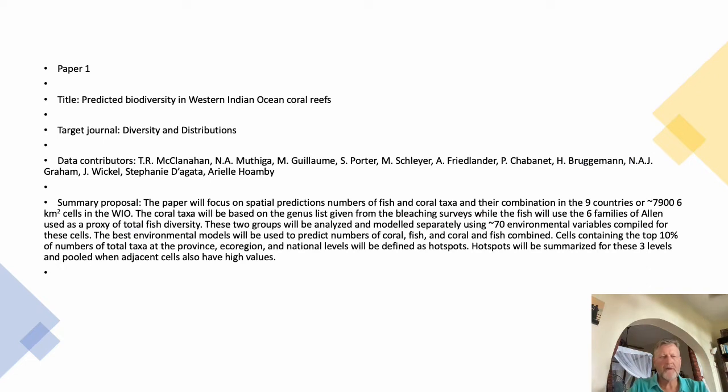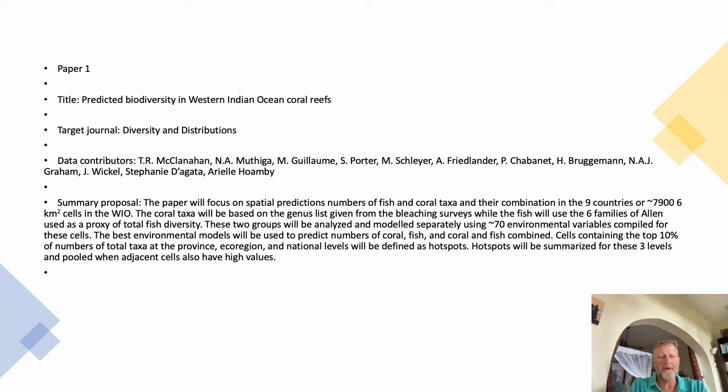Paper 1 is aligned most closely with the goals of this paper, which is the identification of biodiversity hotspots. And in this case, it's to do it irrespective of the specific taxa, but to combine the 2 taxa and the various models, develop our best maps of biodiversity with the coral and fish and their combinations as indicators of total biodiversity.